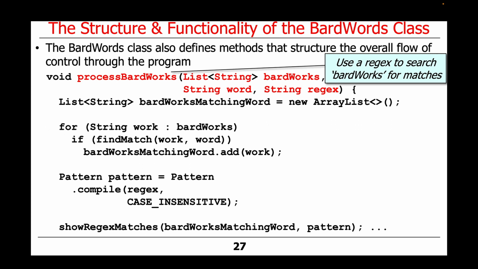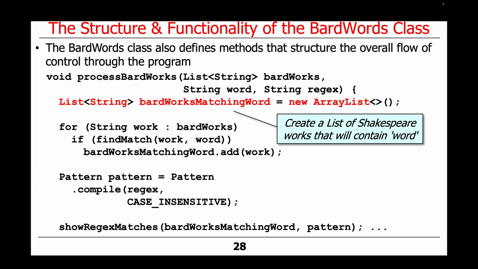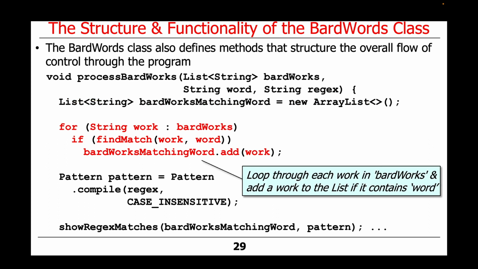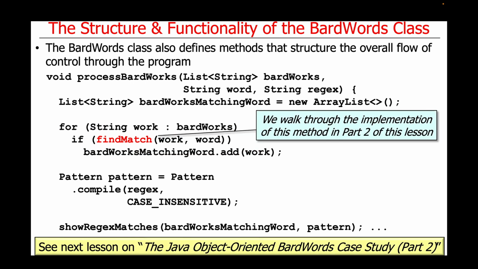search the Bard works, in other words, the list of strings containing the works of Shakespeare, for matches of that regular expression. The first thing the processBardWorks method does is initialize a local variable called bardWorksMatchingWord, which will be a list of Shakespeare works that will contain the word that's passed as a parameter. Next, we use a Java for-each loop to loop through each work in the bardWorks and add a work to the list if and only if it contains the word. And you can see we're going to call the findMatch method in order to do this. We'll walk through the implementation of the findMatch method in the next part of this lesson.